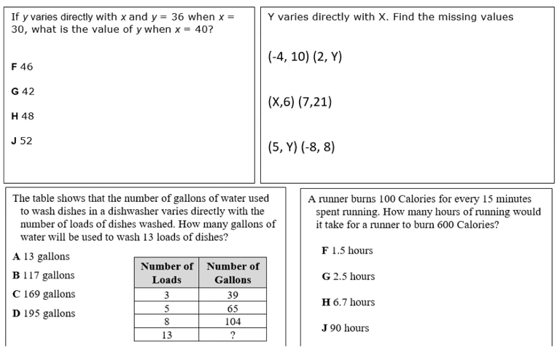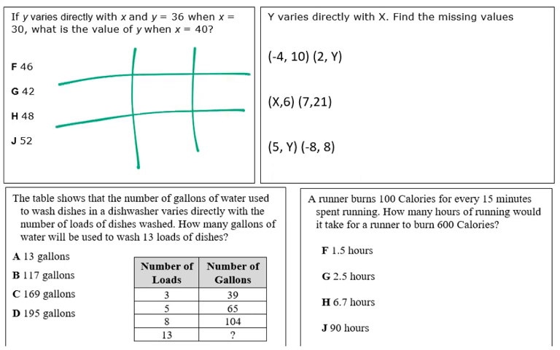All right, the next example: if y varies directly with x and y equals 36 when x equals 30, what is the value of y when x equals 40? So really what we're doing here is the tic-tac-toe or the hashtag method. We've got an original ratio, that's what the problem gives me, and I'm looking for my new ratio, my new values. And the two things I'm comparing here are y and x.